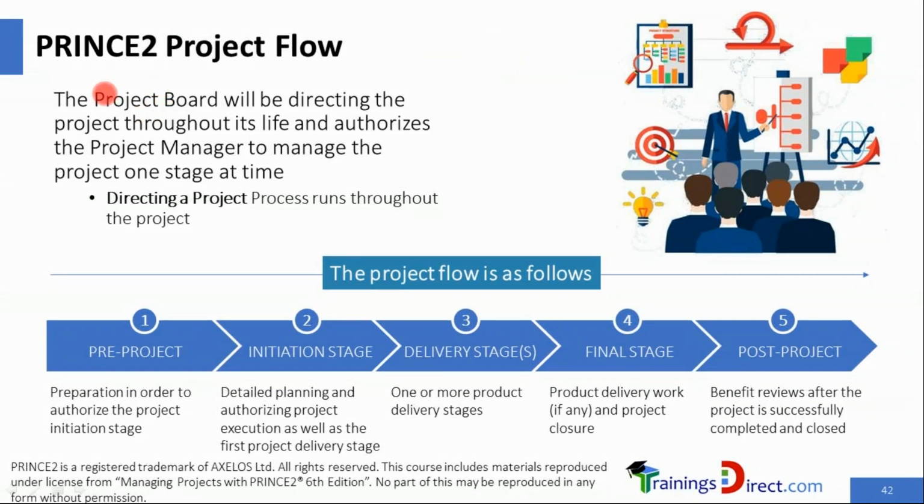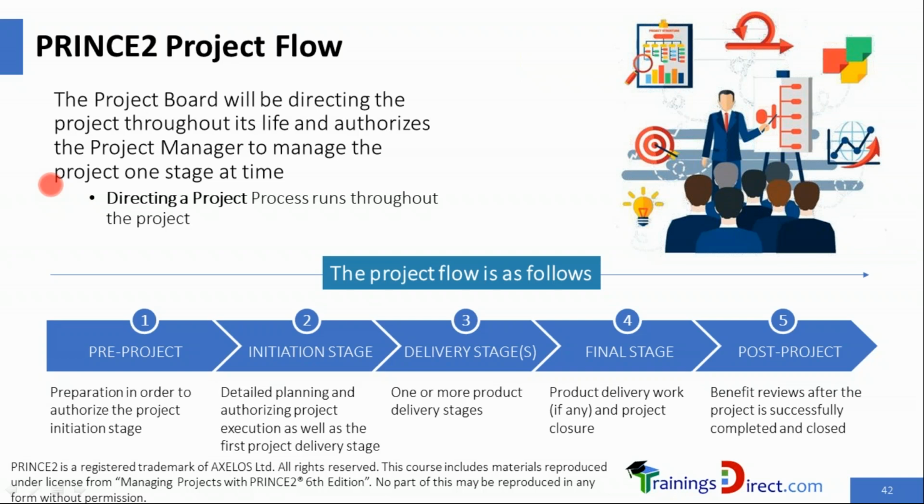The project flow. The project board will be directing the project throughout its life and authorizes the project manager to manage the project one stage at a time. As we already know, the overall control of a project is with the project board. The day-to-day management and control of the project is with the project manager. And the overall control of the stage as well as day-to-day control of a stage is with the project manager. Work packages are managed by the team managers, however, they are controlled by the project manager.